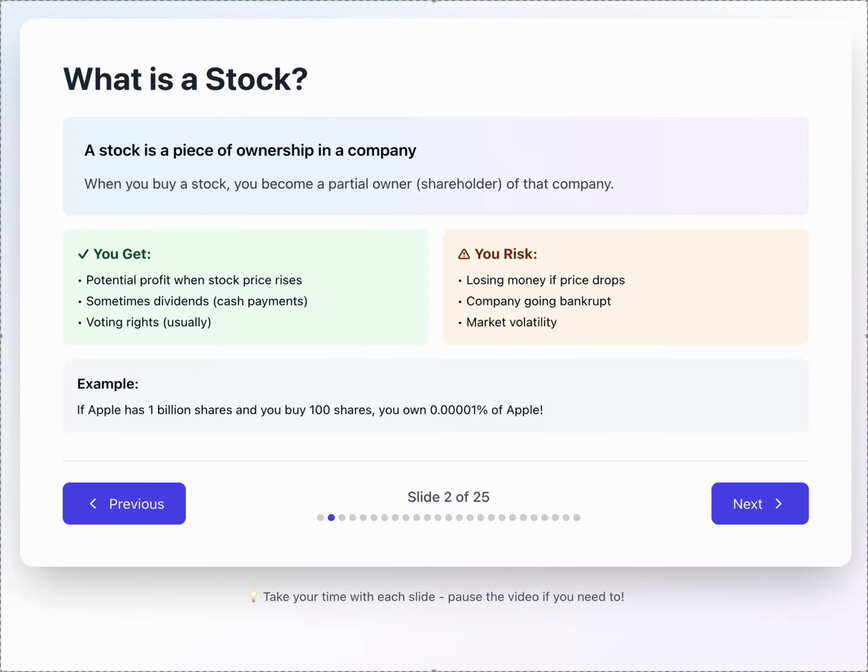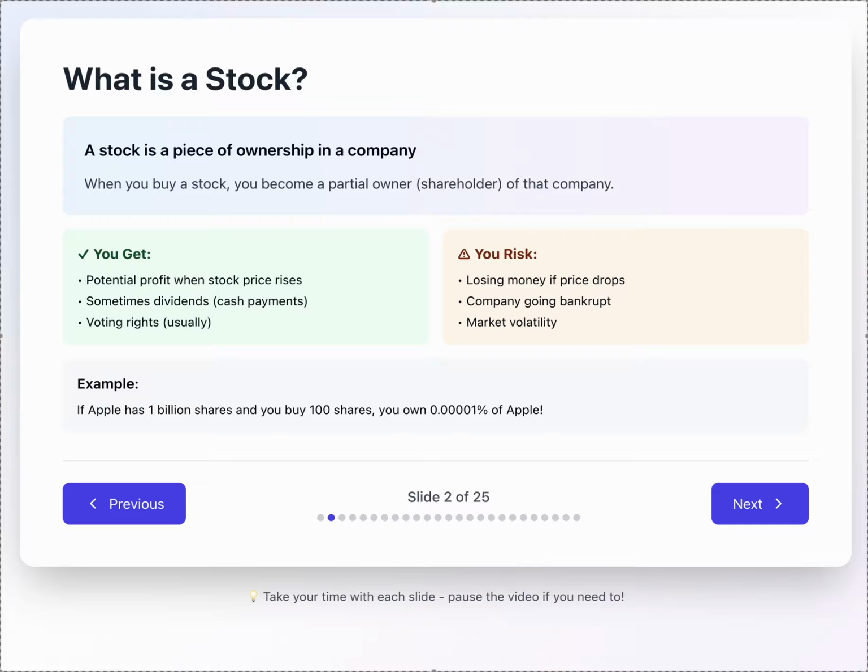Alright, first things first, what exactly is a stock? A stock is basically a piece of ownership in a company. When you buy a stock, you are not just buying some number on a screen. You are actually becoming a partial owner of that company. You become what's called a shareholder.